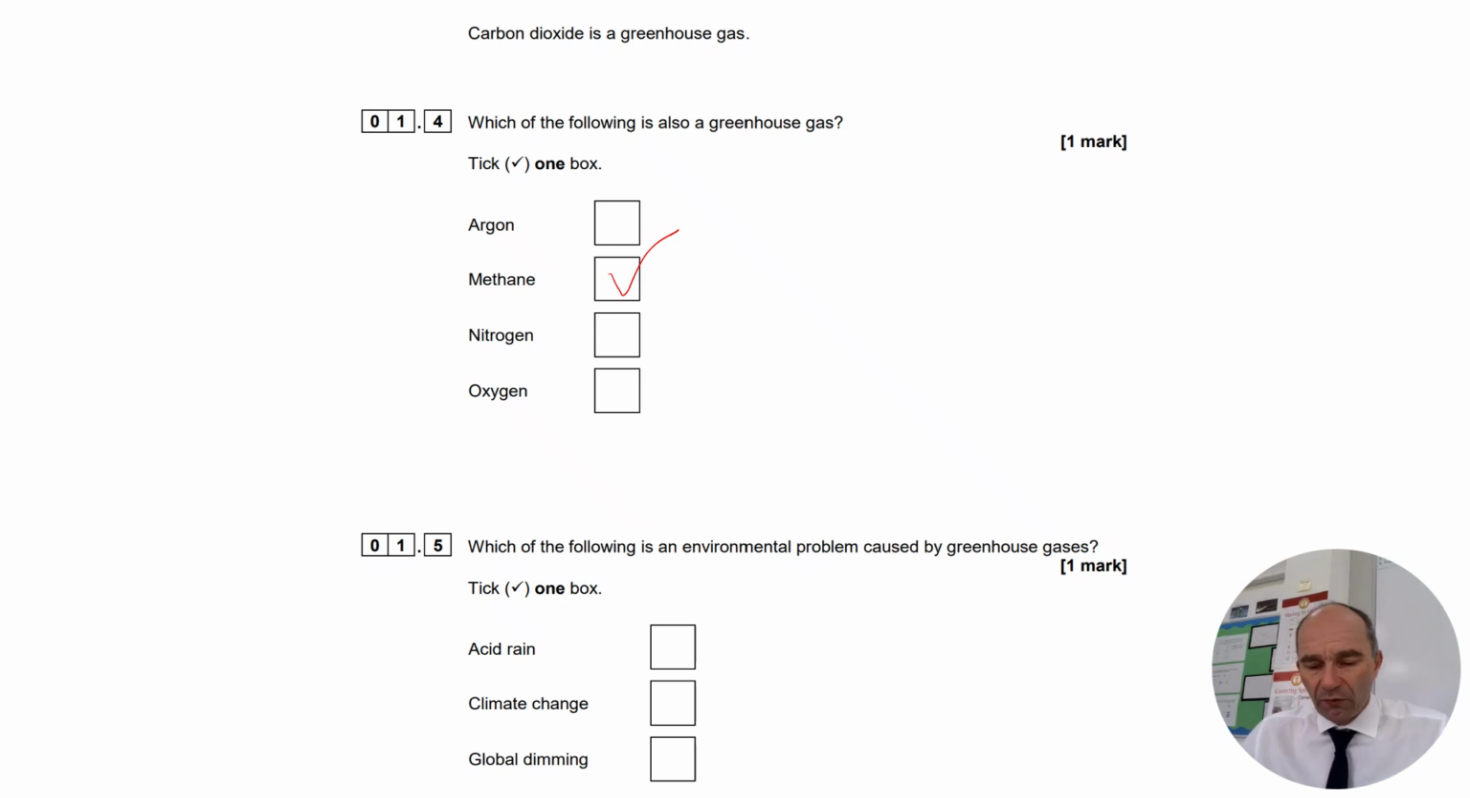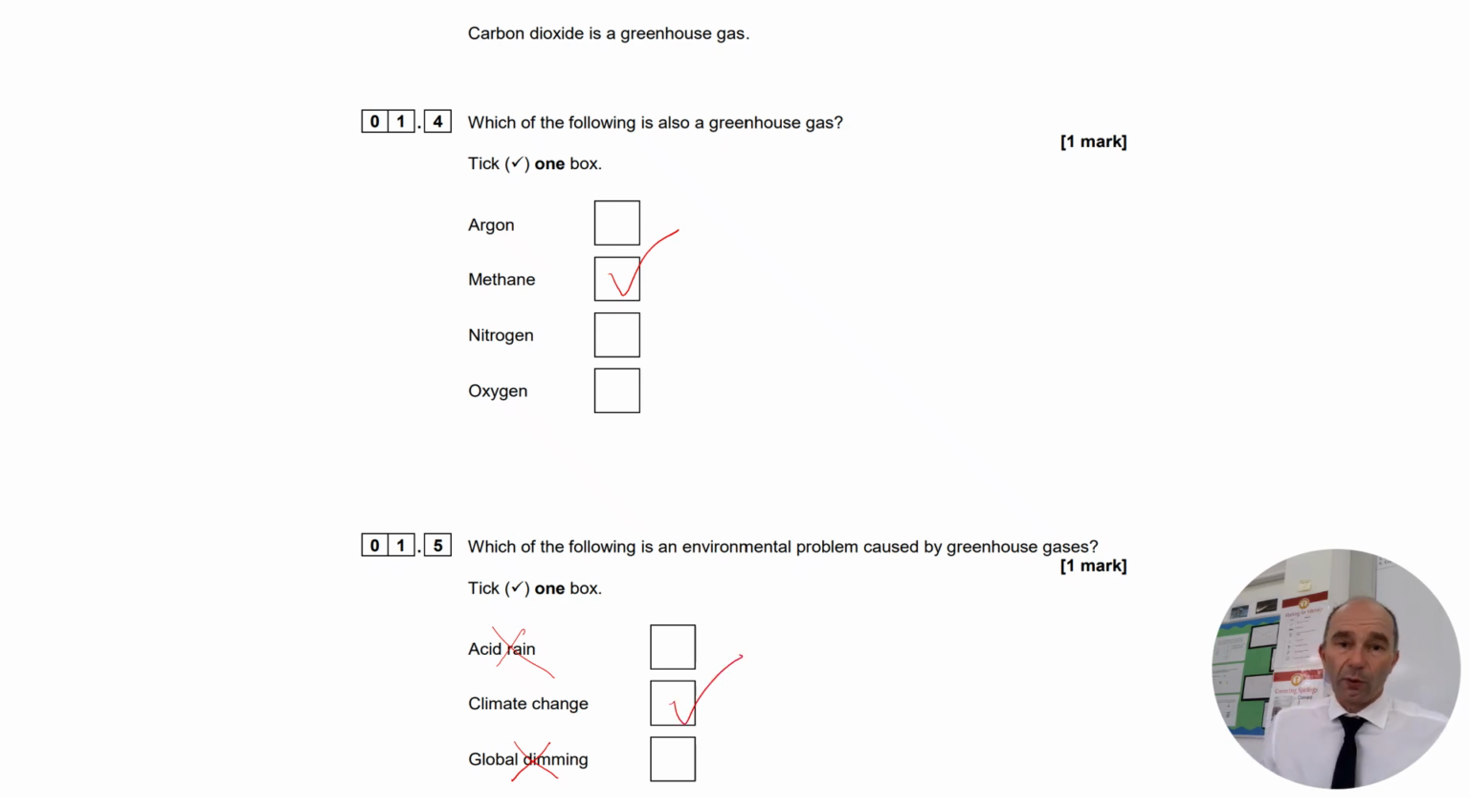And then question 1.5, which of the following is an environmental problem caused by greenhouse gases? Now, acid rain is an environmental problem, but it's caused by sulfur dioxide or nitrogen oxides. So that isn't due to greenhouse gases. Global dimming is due to particulates, having lots of soot in the air. So it's definitely not that. Climate change.